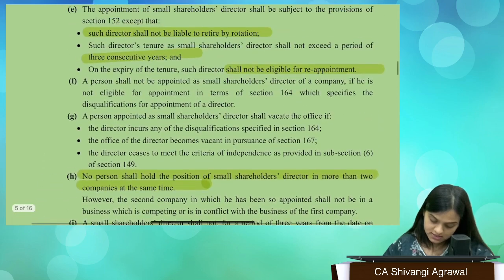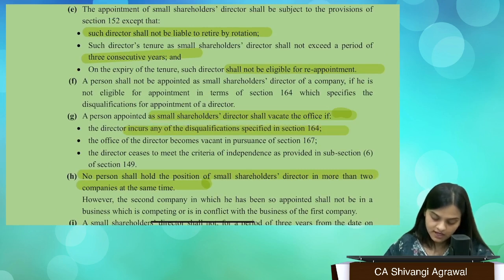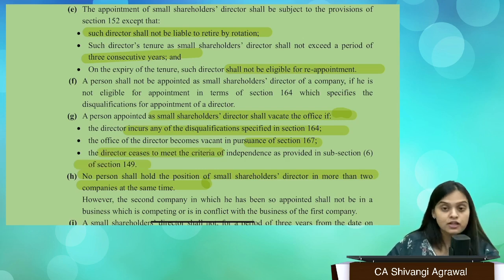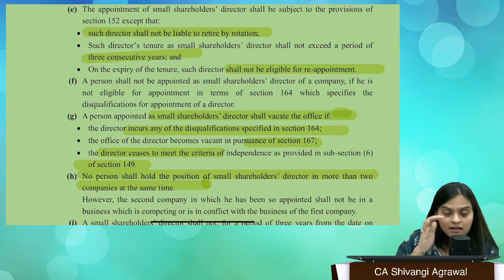Fine. So all these are important points. Now he has to vacate if he incurs disqualifications, if vacation is attracted under section 167, or if he ceases to meet the criteria of independence. That's why I said the other part also regarding independent director.